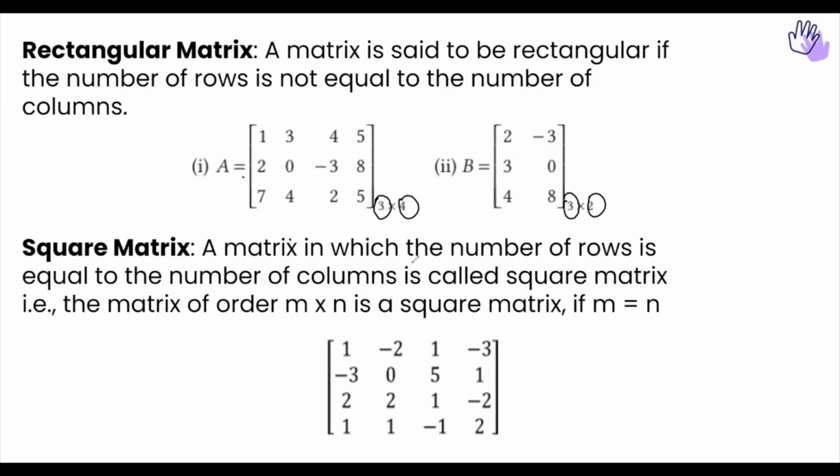Now what is a square matrix? A matrix in which the number of rows is equal to the number of columns is called a square matrix. If you take this example, you have 4 rows and you have 4 columns.